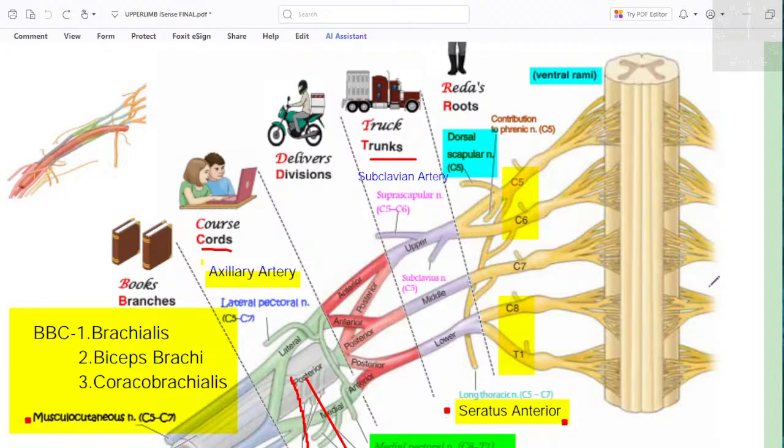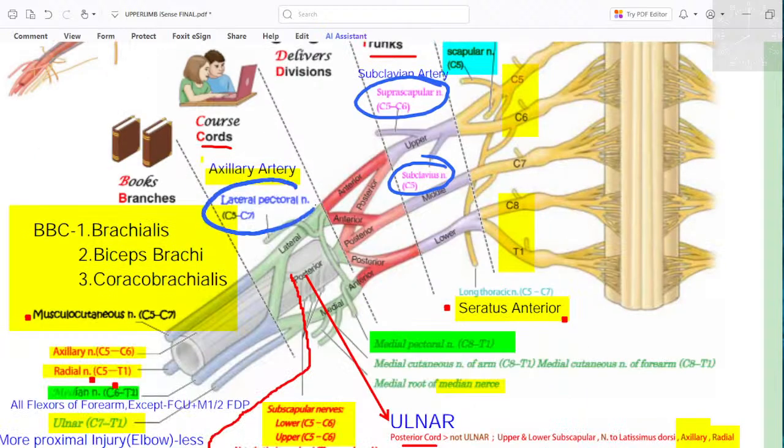In the trunk level, we have the suprascapular nerve, C5-6, and the nerve to subclavius, C5. Then the lateral pectoral nerve, C5-6-7. In the cord level, we have the lateral pectoral nerve, and one is lateral, another one is medial pectoral nerve.